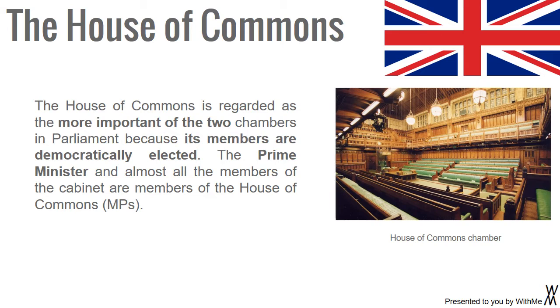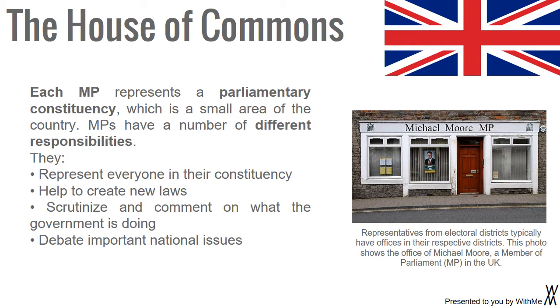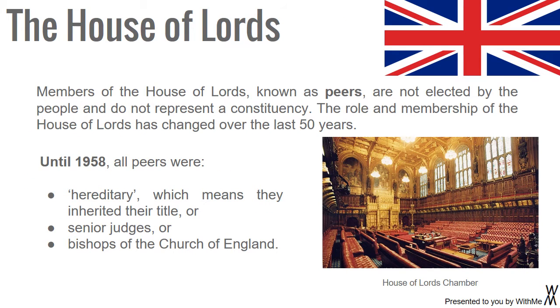The House of Commons. The House of Commons is regarded as the more important of the two chambers in Parliament, because its members are democratically elected. The Prime Minister and almost all the members of the Cabinet are members of the House of Commons. Each MP represents a parliamentary constituency, which is a small area of the country. MPs have a number of different responsibilities. They represent everyone in their constituency, help to create new laws, scrutinize and comment on what the government is doing, and debate important national issues.